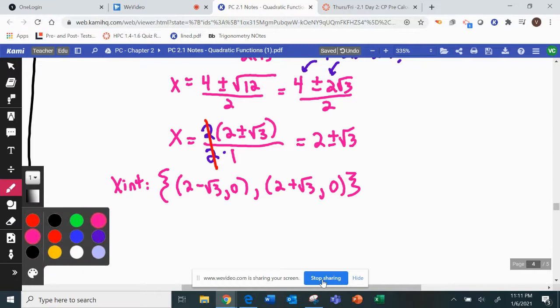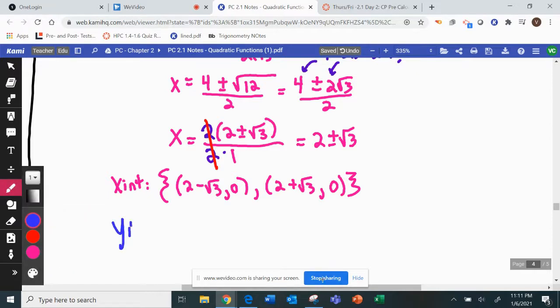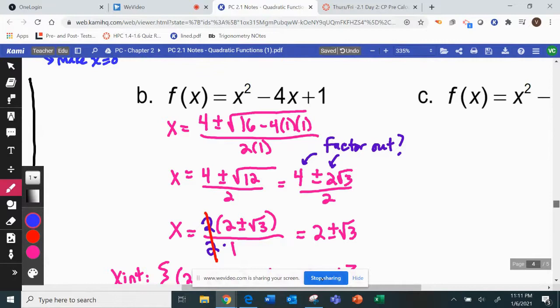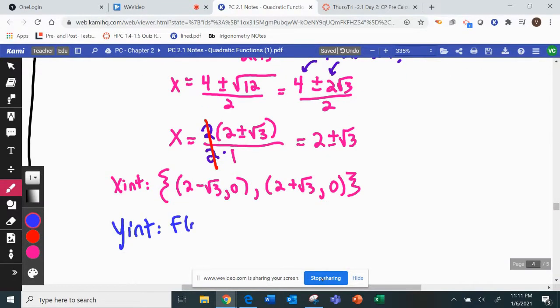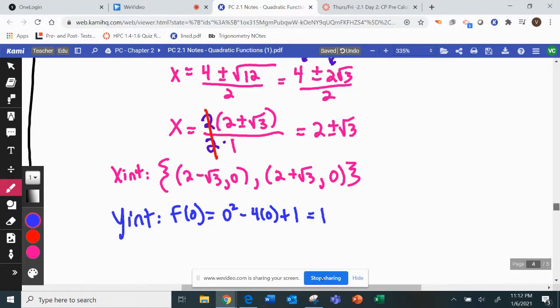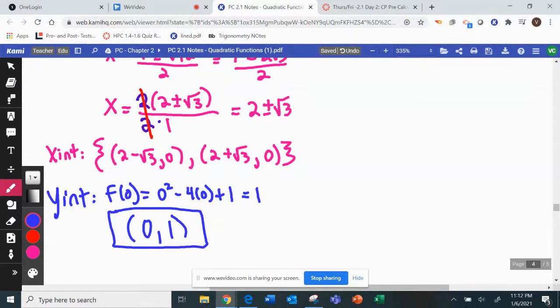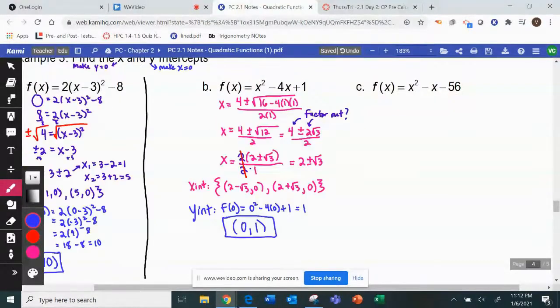All right, the y-intercepts. We are going to make x 0. So we have f of 0 equals 0 squared minus 4 times 0 plus 1, and that equals 1. So our y-intercept would be 0, 1. Okay, so that was the quadratic formula.